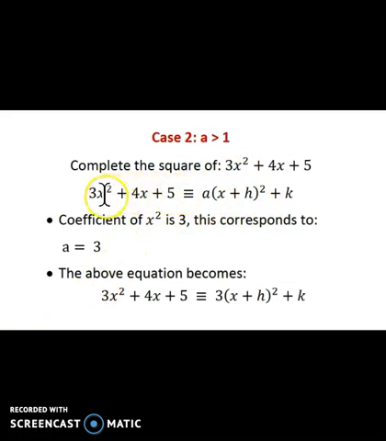Alright, so we equate 3x squared plus 4x plus 5 to a open bracket x plus h to the square plus k. This symbol here means is equivalent to. This means equal in every sense. Now the coefficient of x squared here is 3, so automatically this a becomes 3. So we can rewrite this as 3x squared plus 4x plus 5 is equivalent to 3 open bracket x plus h to the square plus k.